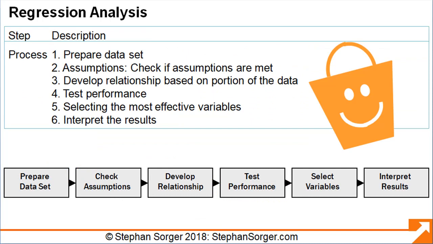In the video, we cover each of the 6 steps in regression analysis, from preparing the data set, to checking the assumptions, to developing linear models based on training and validation data, then assessing the model's performance, and selecting the subset of variables that best predict the data, and using the resulting insight to interpret the results.